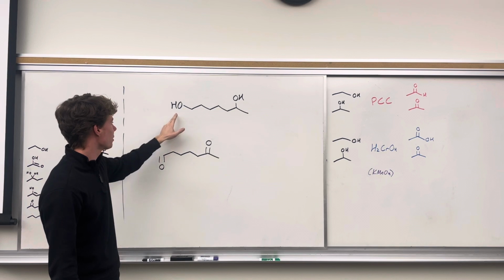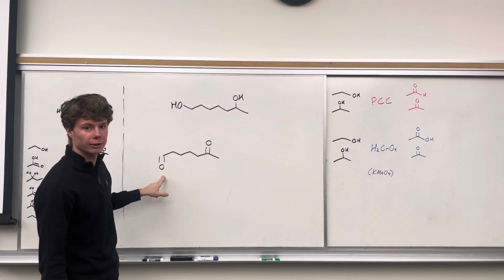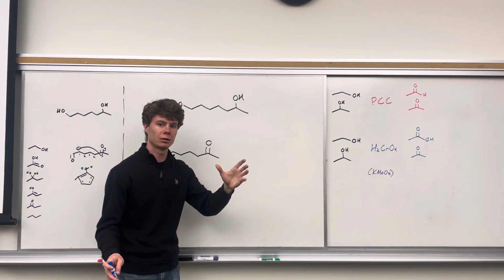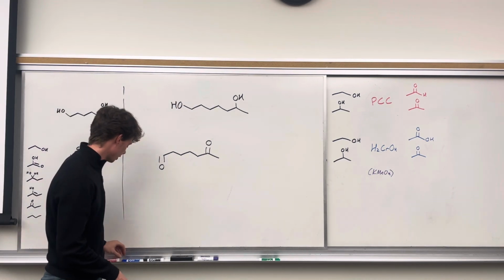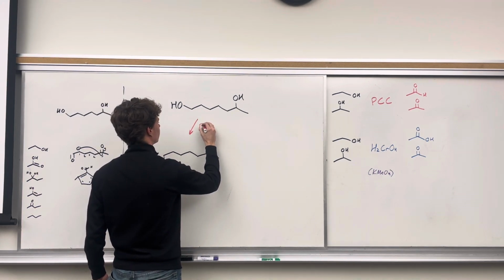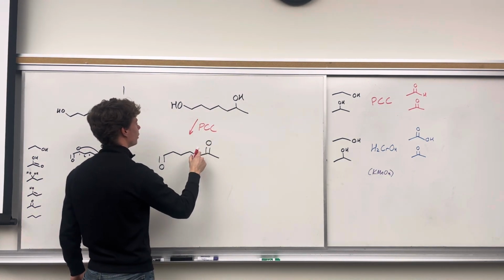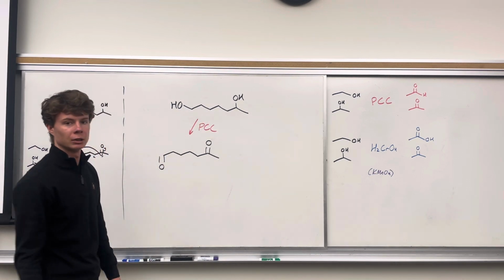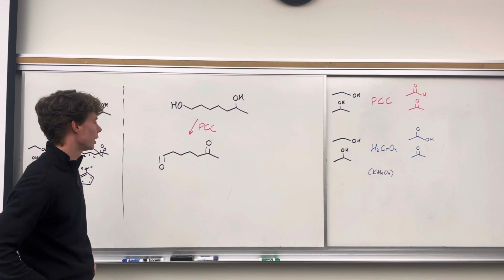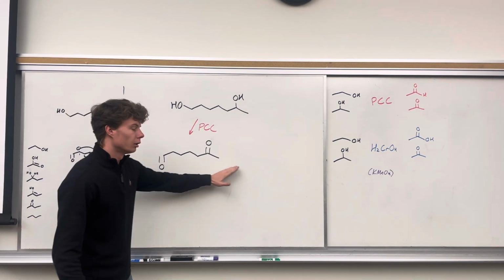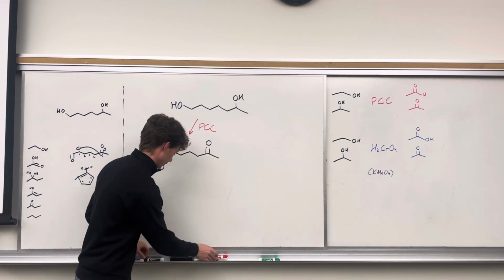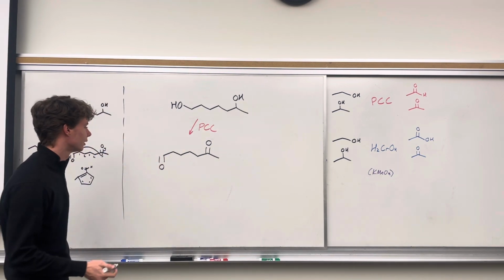But my primary alcohol is turning into an aldehyde. Okay, so I would use PCC, and it should change both of them, right? Secondary to ketone, primary to aldehyde. I can't use chromic acid because this would turn into a carboxylic acid. That would not be good. Does this give flashbacks? It should, from chapter 19.